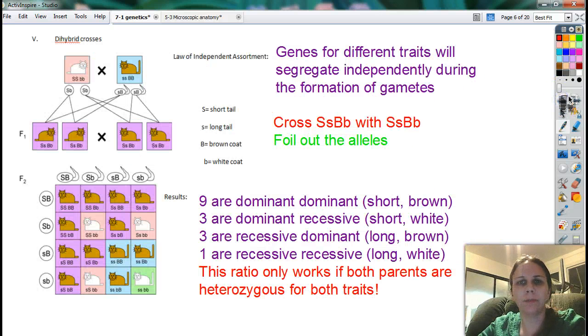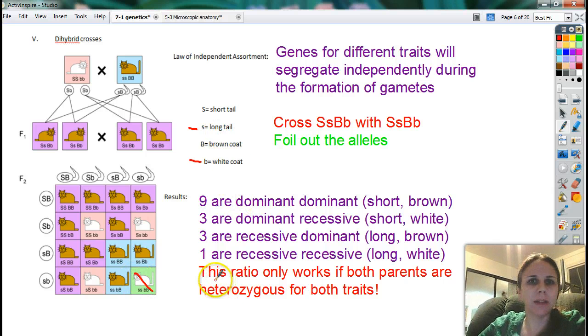So let's go back and look. 9 will be dominant, dominant, so short, brown. 1, 2, 3, 4, 5, 6, 7, 8, 9. There's our short brown. 3 of them will be dominant, recessive, so 3 are going to be white with short tails. 1, 2, 3. Cool. 3 are going to be recessive and dominant, brown with long tails. 1, 2, 3. And 1 of them will be recessive for both, long and white, which is this cat right there.